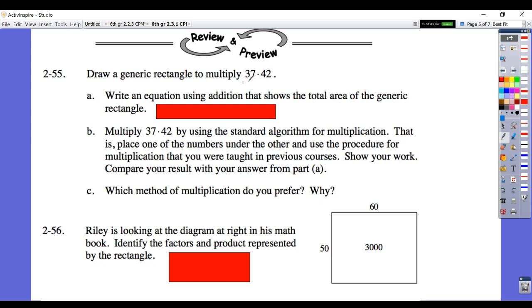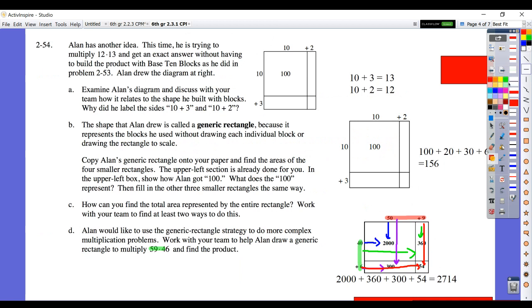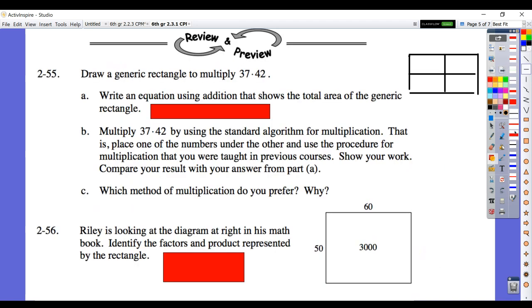All right, so they want you to first do it with a generic rectangle. And the idea here would be that you would basically make a rectangle. And we'll try to sketch one out for you as a starting point. And you're going to break that rectangle into fourths. It does not have to be divided into sections where one section's bigger than the others, like they have on their examples.